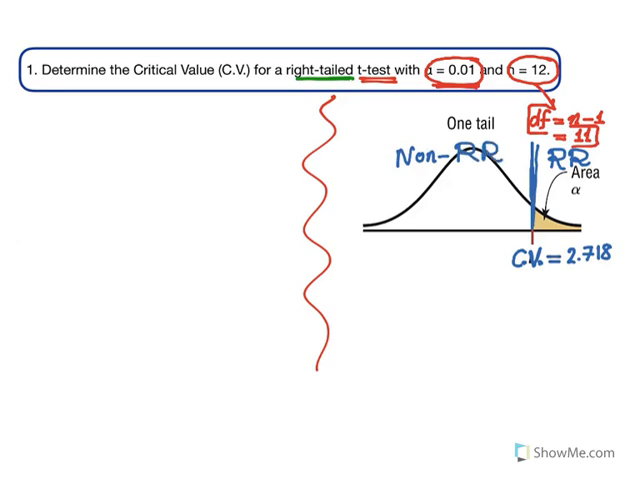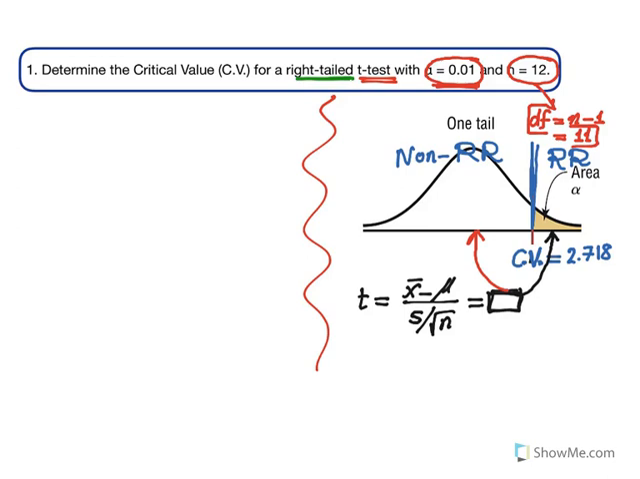So if you compute your t, you remember that t in this case will be x bar minus mu over s, because sigma is unknown, over radical n. You compute this, and whatever number you get from here, you see where it is. If it falls in this area, then you reject the null hypothesis. But if it falls in the non-rejection region, then you do not reject the null hypothesis.